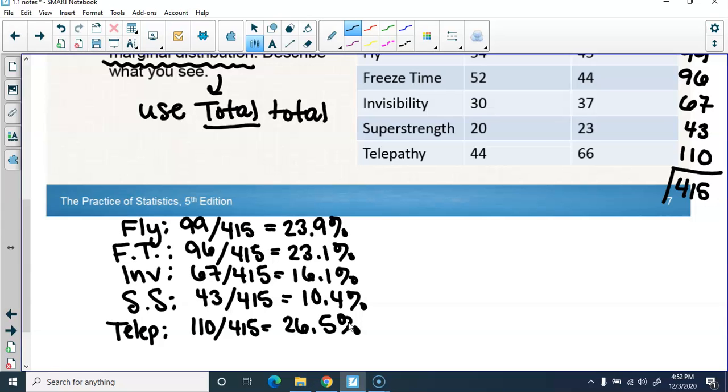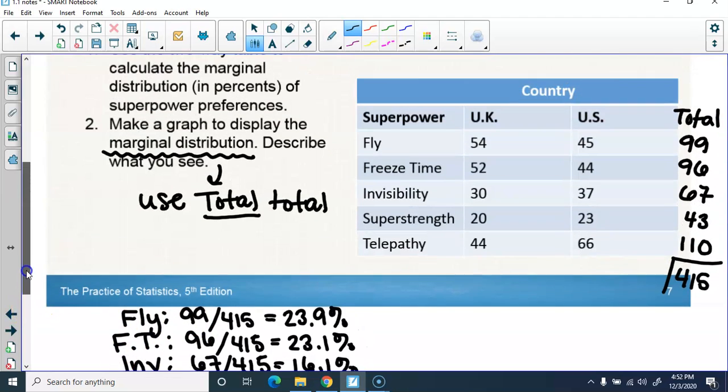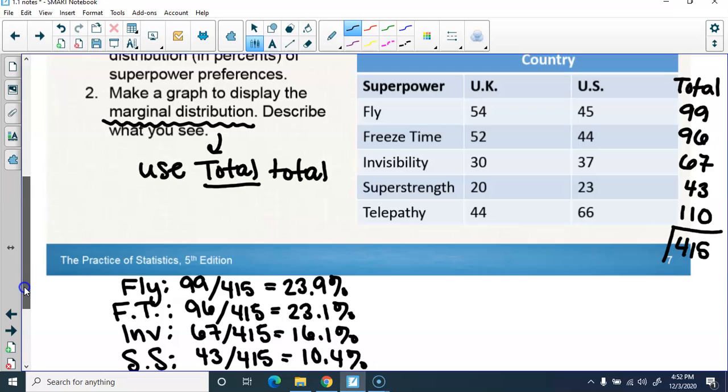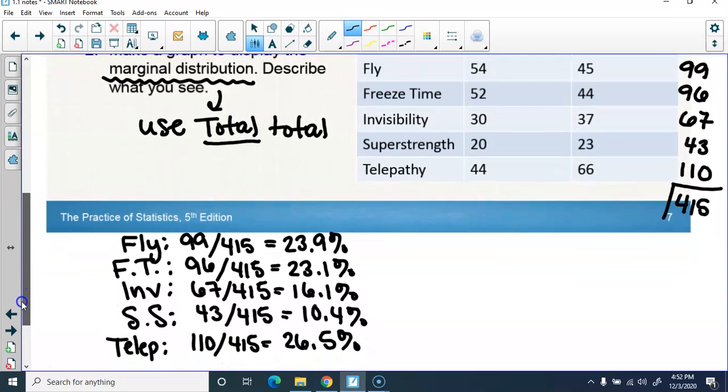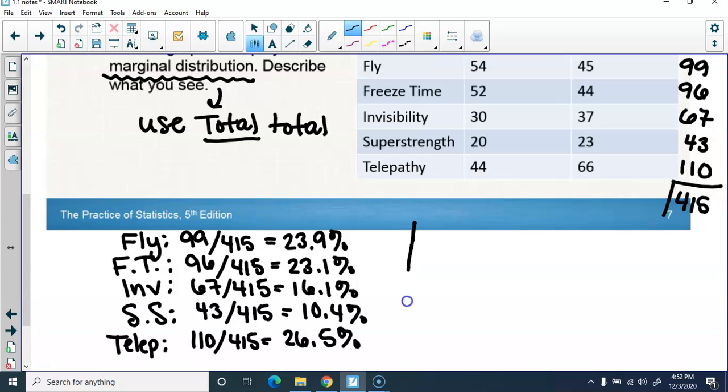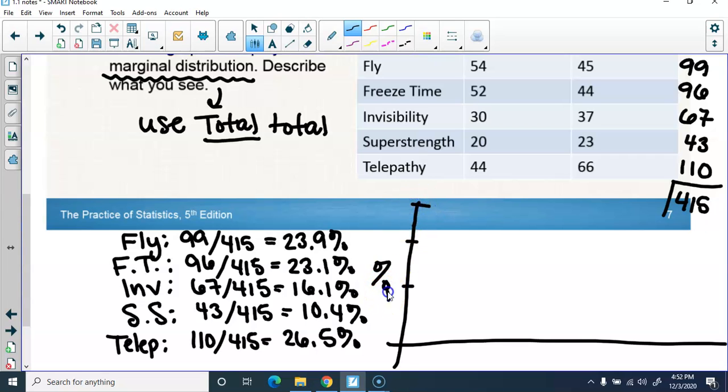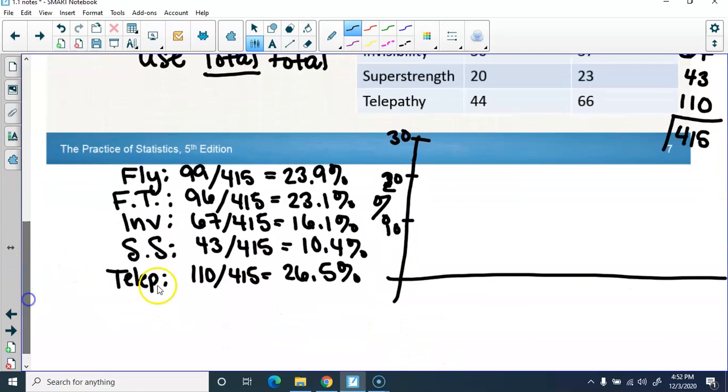Describe what you see. Oops, excuse me. Up here. So then there's our percents. We do have to make a graph, then describe what we see. Okay, so based off what we just calculated, let's make a bar graph over here. Up the side, we'll have our percent for our label. 10, 20. We'll have to go a little bit, almost up to 30%. 20, 30. And then across the bottom is going to be all of our labels.